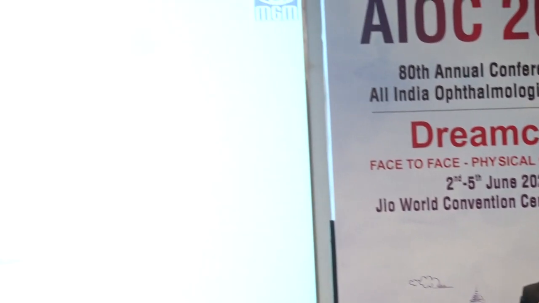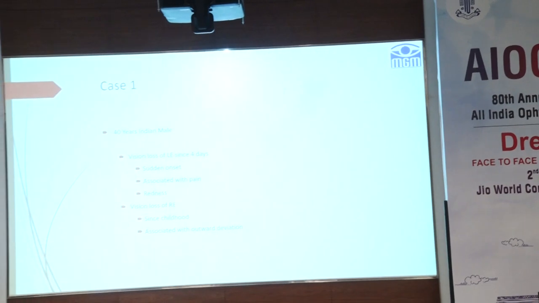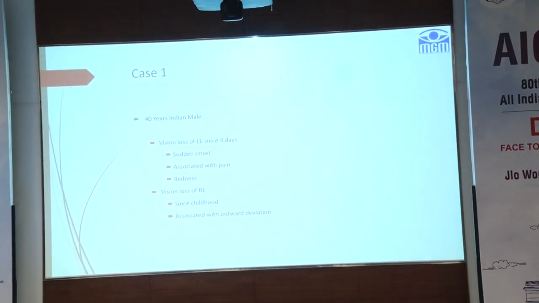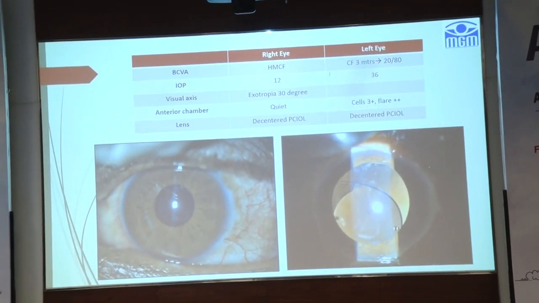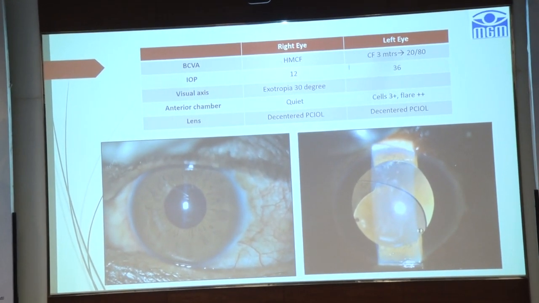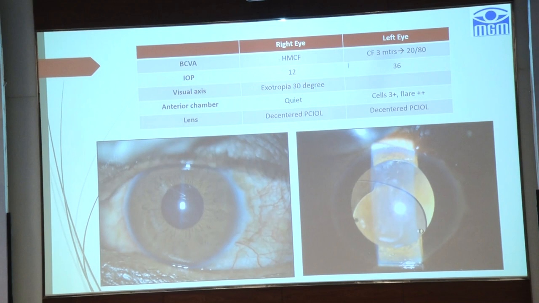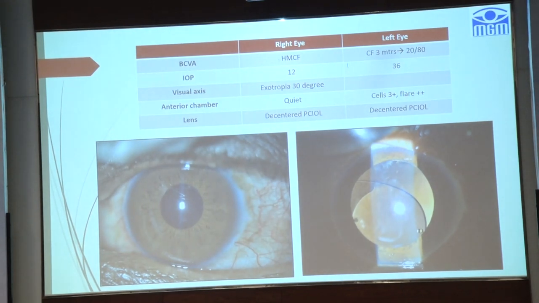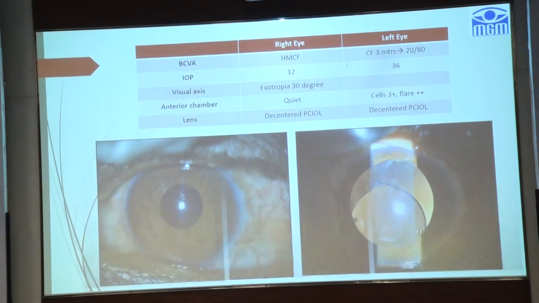This is a 40-year-old Indian male, and he presented to me with sudden onset loss of vision since 4 days in left eye, and his vision was low in right eye since childhood. His vision in right eye was hand movements, and in left eye he was counting fingers at 3 meters, improving to 20/80. The pressures were high, 36. He had anterior chamber inflammation, cells 3+, and he had a decentered IOL in left eye.